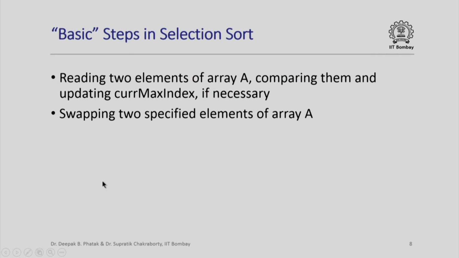So if you looked at these functions, what you would realize is that the basic steps in selection sort were something like this. We wanted to read two elements of an array A, we wanted to compare them, and we wanted to update current max index if necessary. This is what the basic step in find index of max was doing, and then of course the swap function swapped two specified elements of the array A. So these are kind of my basic steps in selection sort.